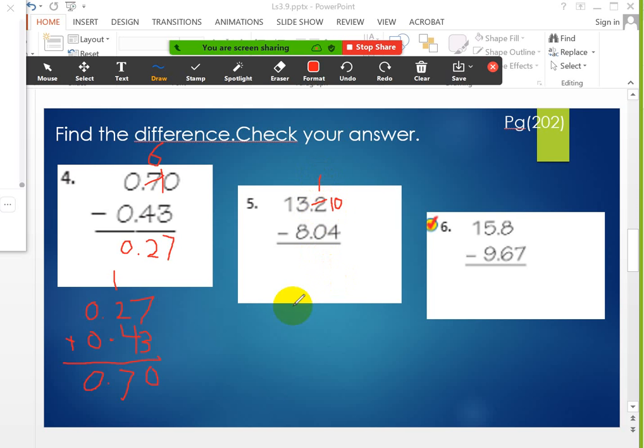Very good. 10 minus 4 equals 6. Very good. 1 minus 0 equals 1. Very good. Now I will take the decimal point and put it here. Now 3 minus 8. Can I take 8 from 3, Reem? No. What do I have to do? I have to borrow. From 1 it will be 13. This one will be 0 and this one will be 13. 13 minus 8 equals what? Count from 8 to 13.